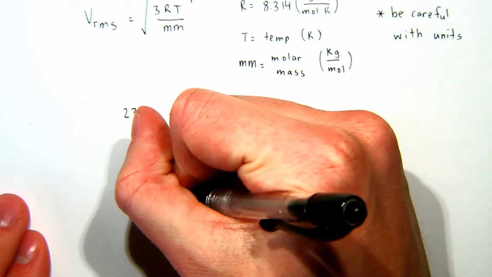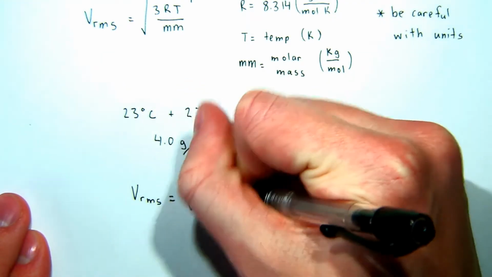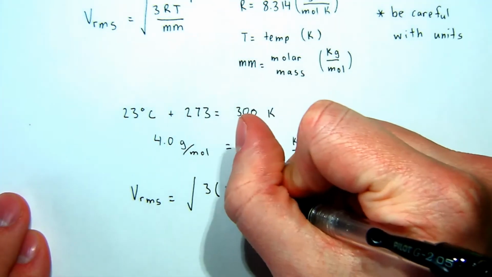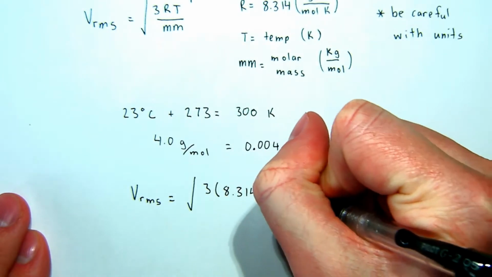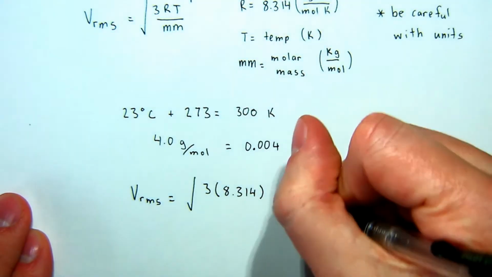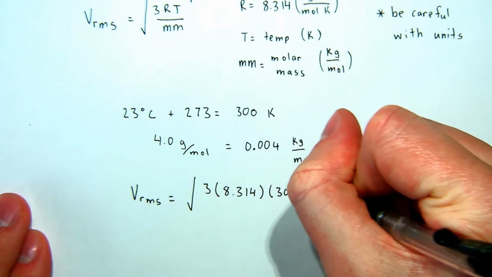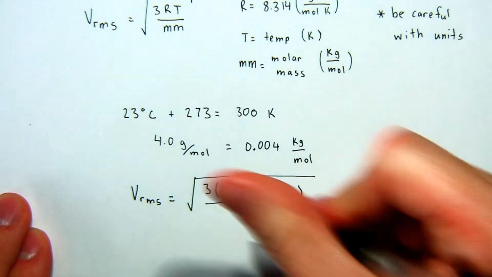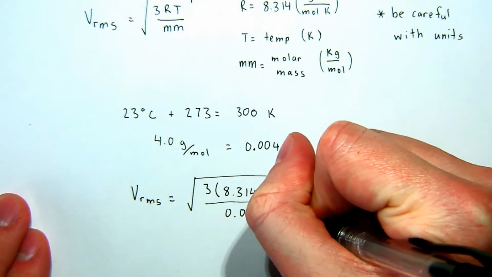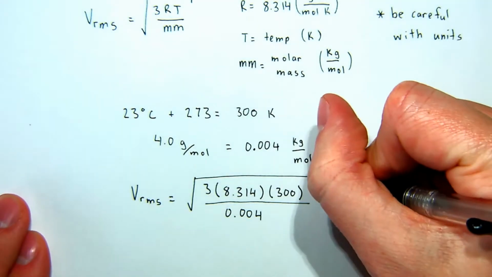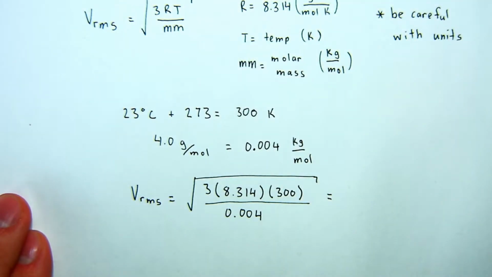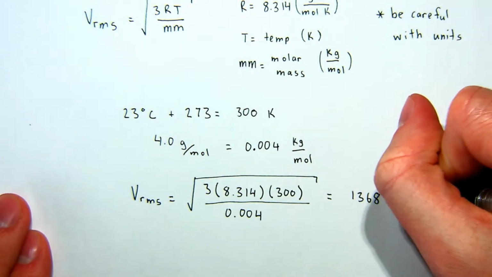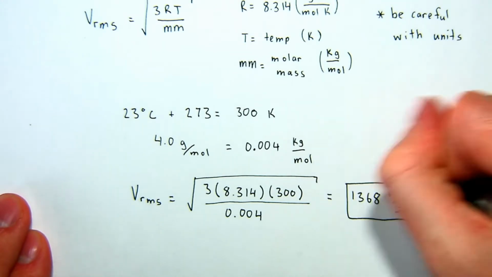So root mean square velocity is the square root of 3 times ideal gas constant, 8.314, times the temperature in Kelvin, which we found was 300. And then the molar mass of 0.004 kilograms per mole. And you should be able to just toss this in your calculator and should come out to 1,368 meters per second. So there you go.